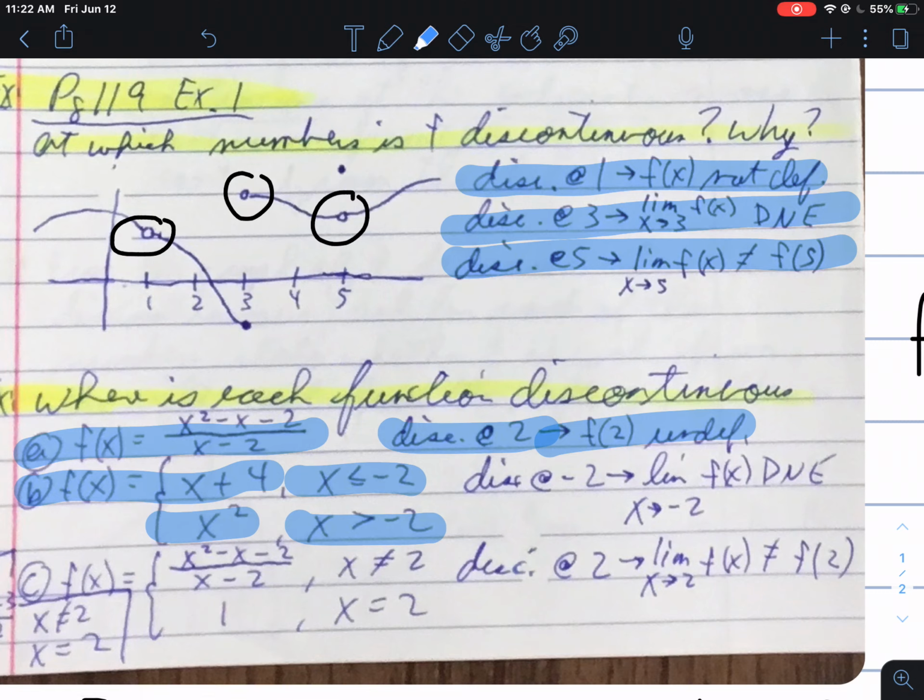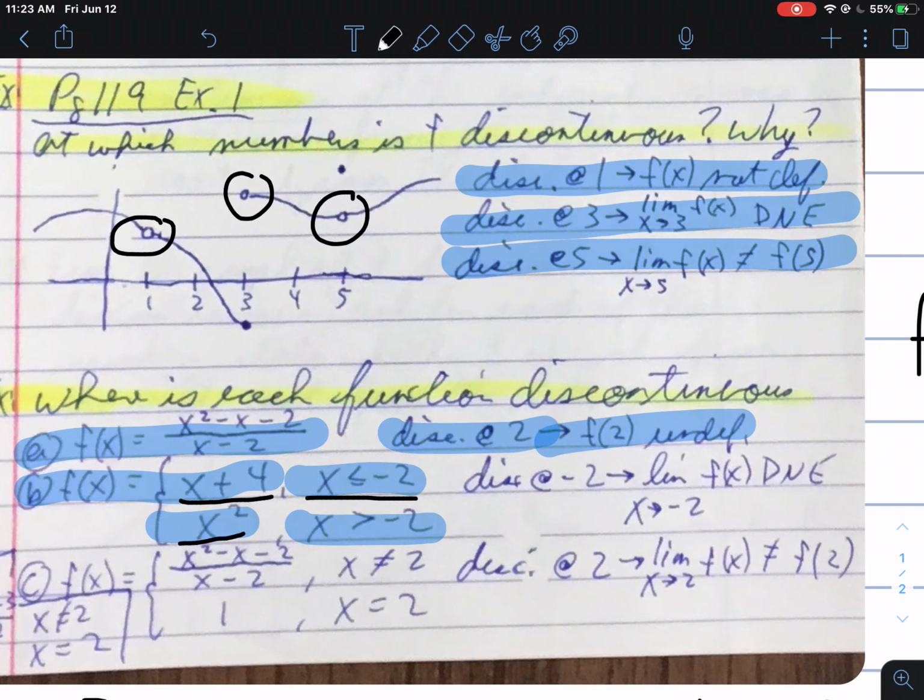Now, the only point I'm really interested in here is negative 2, where that function is broken. Why do I not have to worry about everything else? Well, we can talk about the graph first of all. If you look at the graph of x plus 4, that's a basic linear function. That's a line, right? I can draw the line without ever picking up my pencil. So I know that the function is continuous for every value of x in that part of the function, which is less than or equal to negative 2.